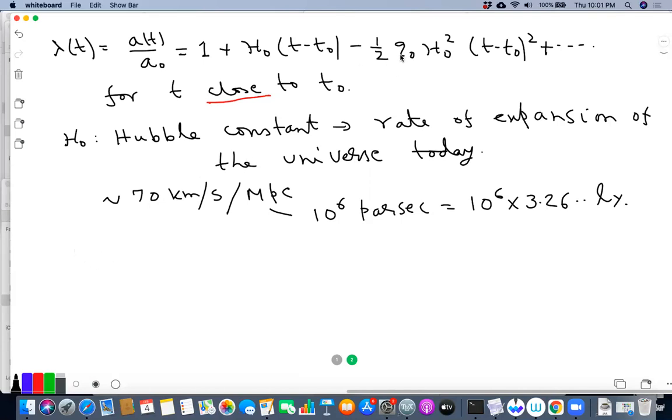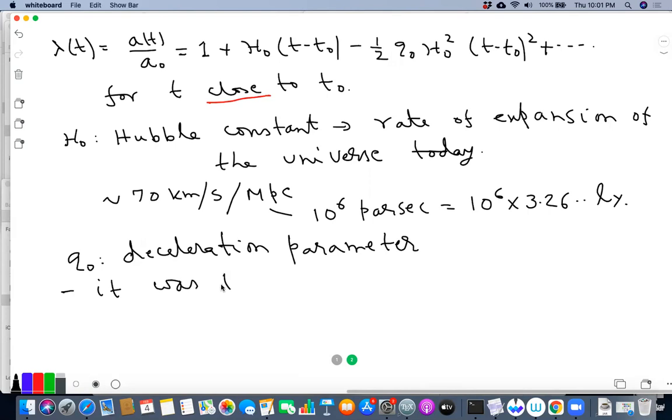The second constant, q naught, is called the deceleration parameter. It's called deceleration because of this minus sign over here. And the reason that initially it was parameterized in this particular fashion is because it was thought earlier that the expansion of the universe is slowing down.